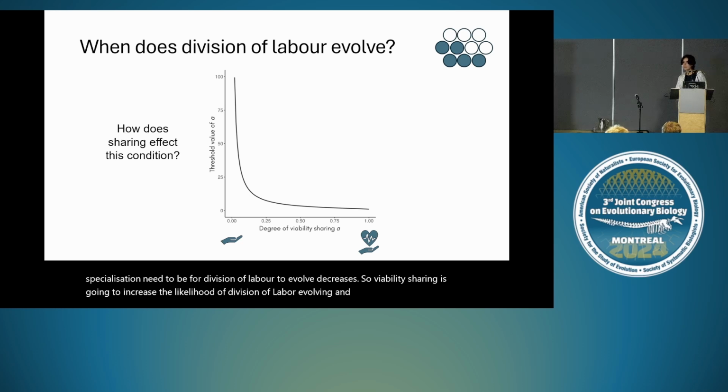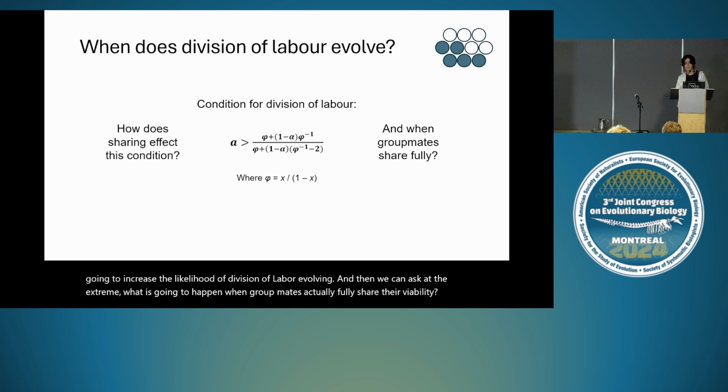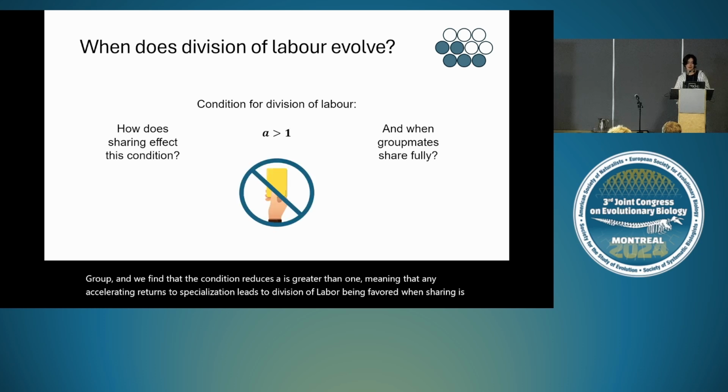And then we can ask, at the extreme, what is going to happen when group mates actually fully share their viability among a group? And we find that the condition reduces to a is greater than 1, meaning that any accelerating returns to specialization lead to division of labor being favored when sharing is full. And this stems from that group covariance effect I talked about previously, because when viability sharing is full, we don't have that inherent fitness penalty, which is preventing the evolution of division of labor.